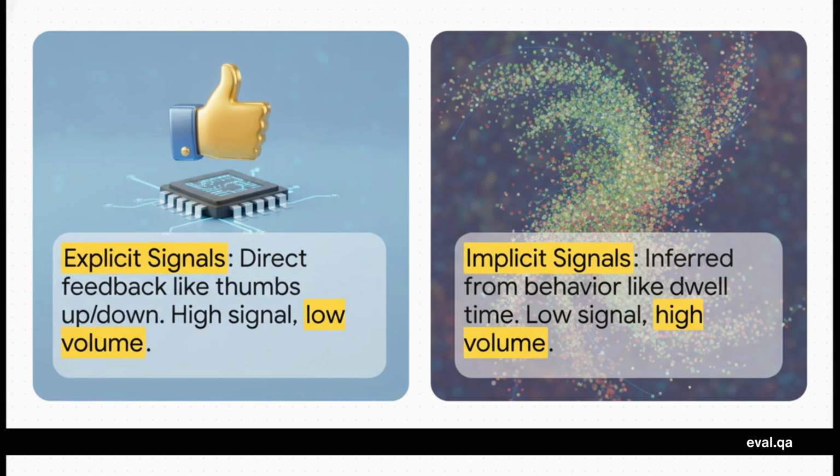And this real-world data comes in two main types. On one side, you have explicit signals. This is the obvious stuff. A user gives a thumbs up, or a thumbs down, or leaves a rating. The signal is super clear, but you just don't get that much of it. On the other side, you have implicit signals. This is stuff you have to infer, like how long someone spends reading an answer, or if they had to rephrase their question. The signal here is way fuzzier. Does a long pause mean they're happy or confused? But you have a ton of this data to work with.